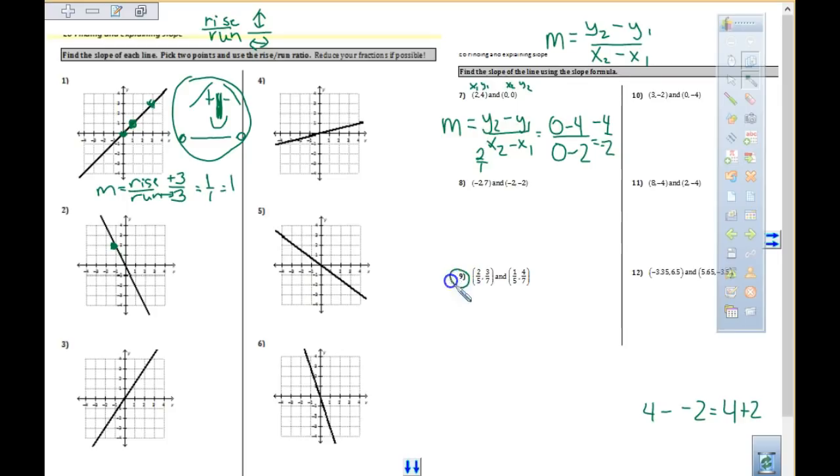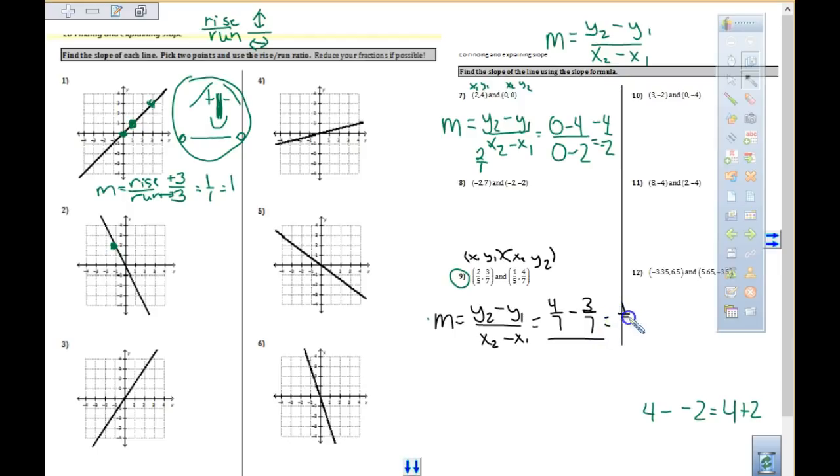Now, some of you are going to have problems with number 9. I would like you to take a look at that one. In number 9, we are going to use that same formula. We write our formula y2 minus y1 over x2 minus x1. When you do that, we have x1, y1, we have x2, y2. So we are starting with 4/7 minus 3/7.